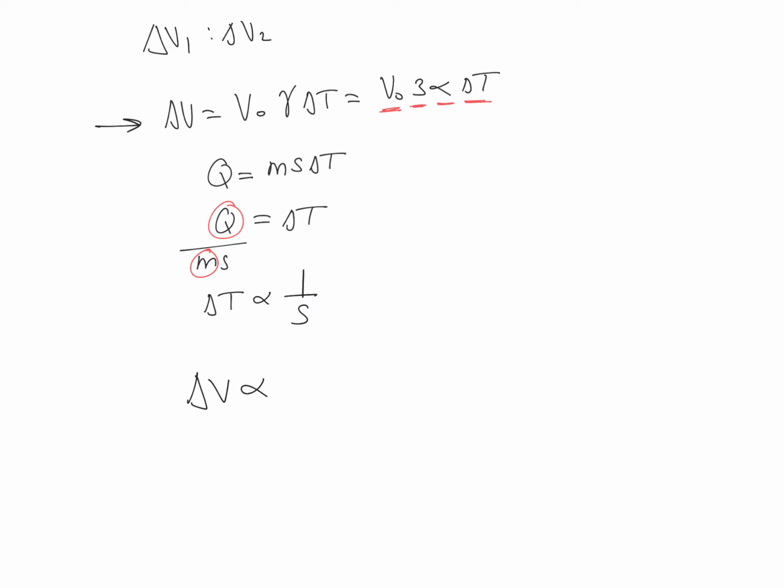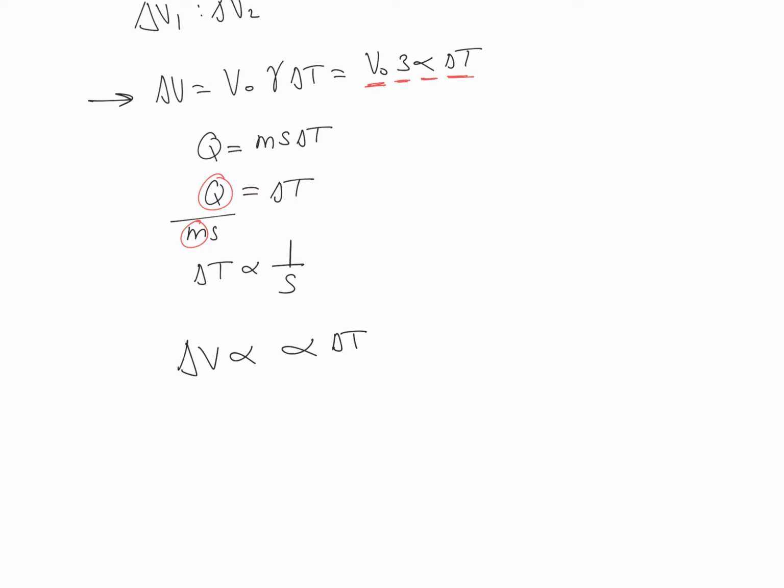So from the first equation we can say that the change in volume is directly proportional to the value of alpha and the change in temperature, and from this equation we can say that the change in temperature is inversely proportional to the specific heat. So we can write that the change in volume is directly proportional to the coefficient of linear expansion alpha, and inversely proportional to the specific heat.